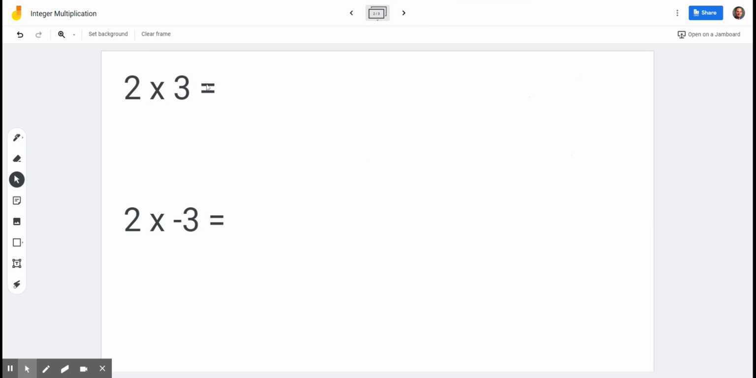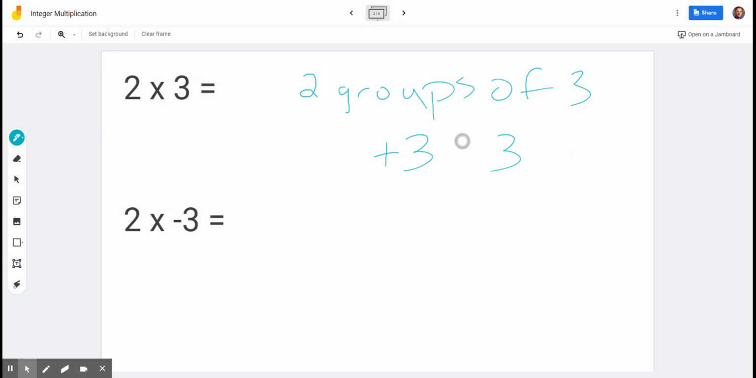So let me show you an example. If we look at 2 times 3, we have to know that 2 times 3 means two groups of 3. So that would be 3 and 3. But what do we actually do with those two groups of 3? We have to add those groups. So we do plus and plus. So if we have two groups of 3, we do 3 plus 3, which is going to equal 6. So 2 times 3 is 6. So we are going to add two groups of 3.